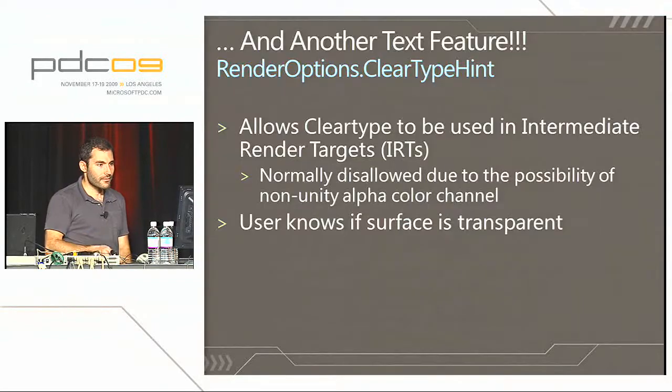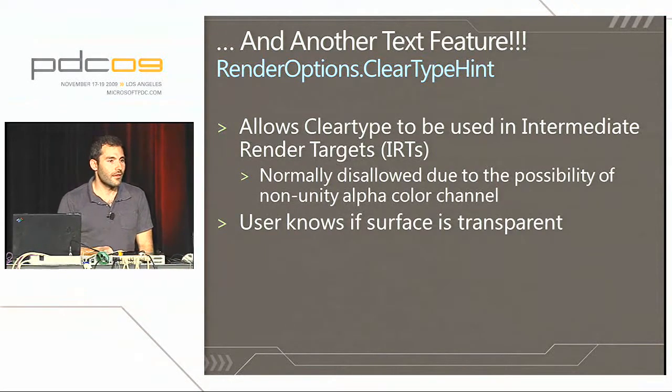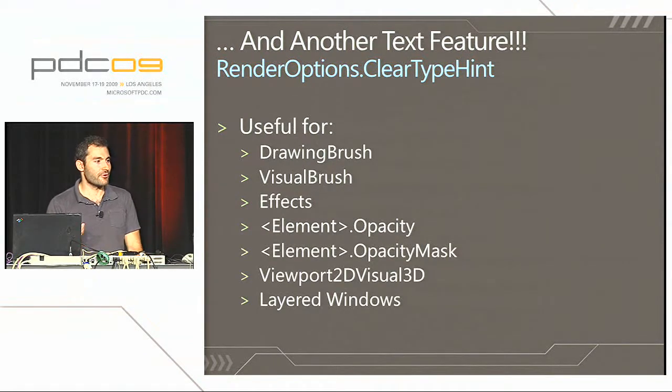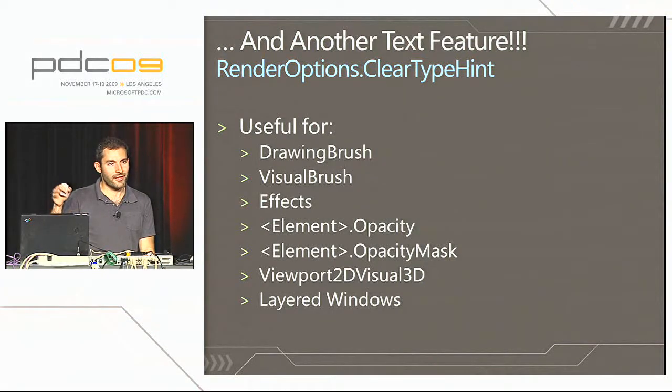And moving right along here, we've added something called ClearType hint. Now, a problem people ran into with WPF was they would render text onto intermediate render targets. And the intermediate render target, I have a list of them here. You've got things like drawing brushes, visual brushes, effects, where we'd spin up basically a render target texture off screen on the video card. We'd render content into it, and then we'd switch to using that texture as a source texture when we would paint some other part of the screen.